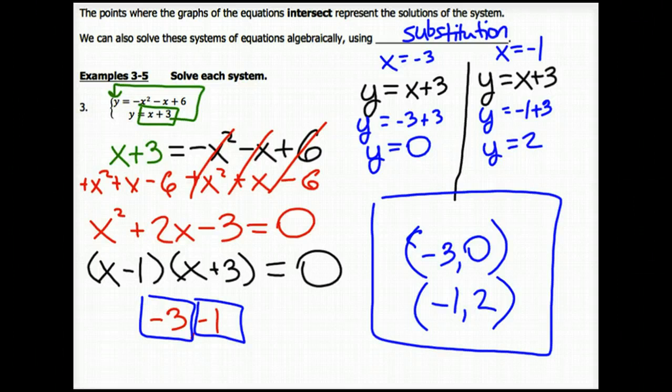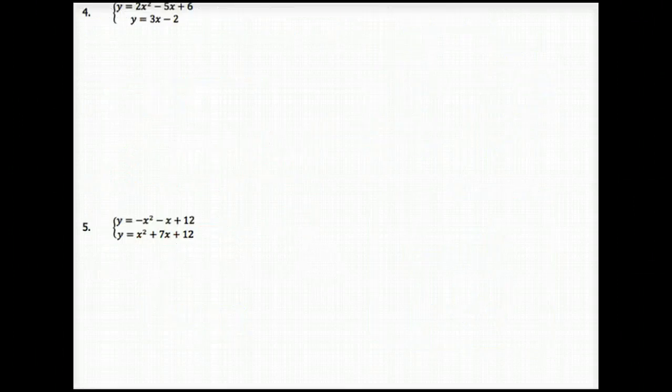Okay, moving on to example 4. We have y equals 2x squared minus 5x plus 6, and we have y equals 3x minus 2. Okay, so the same thing, I'm going to do substitution on these. I've got a quadratic and a linear. I can plug this 3x minus 2 quantity in for y up into my top equation, and so I get this.